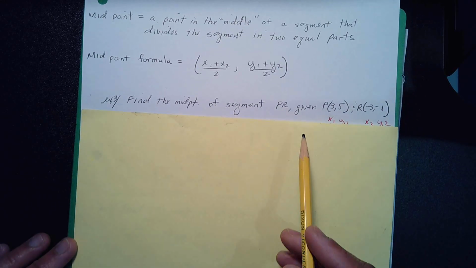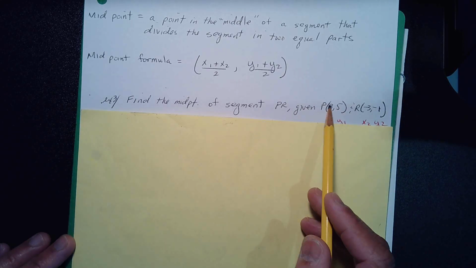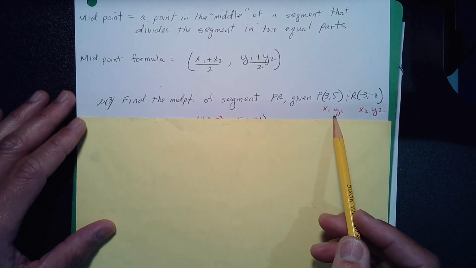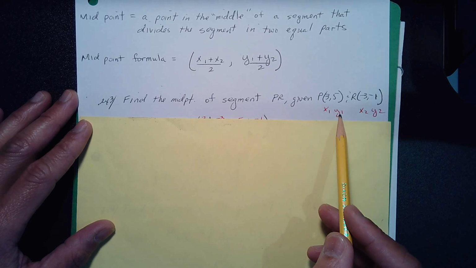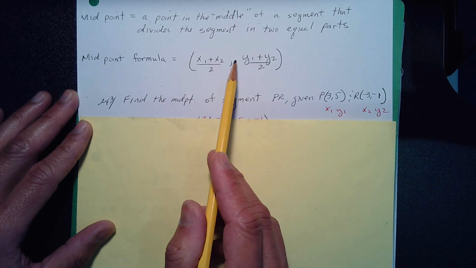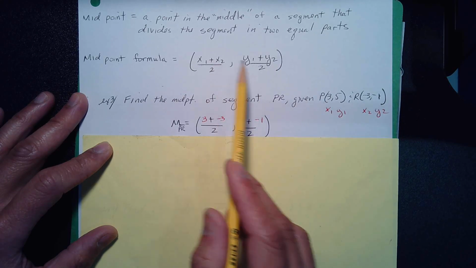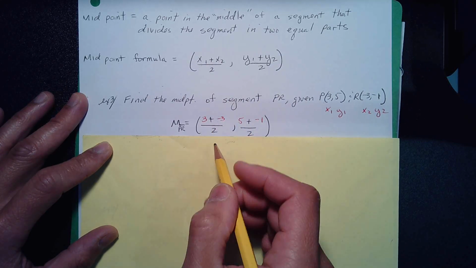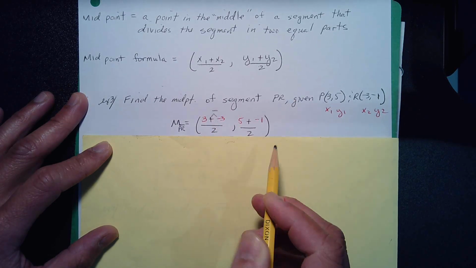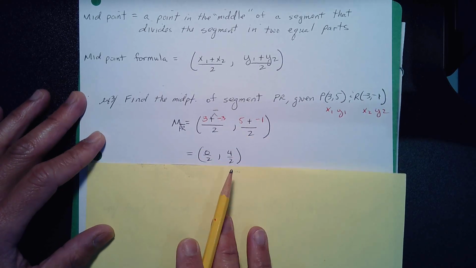Example 3, find the midpoint of segment PR given the endpoint P is 3, 5 and R is negative 3, negative 1. Again, what do we do? We label first. x1, y1, x2, y2. Now we're going to substitute it into our midpoint formula. x1 is 3, x2 is negative 3. So 3 plus negative 3. A positive times a negative, remember, is a negative. 3 minus 3 is 0 over 2.